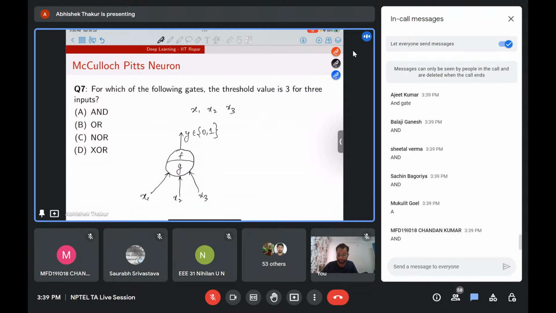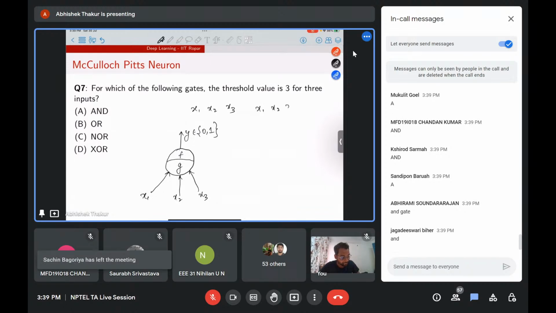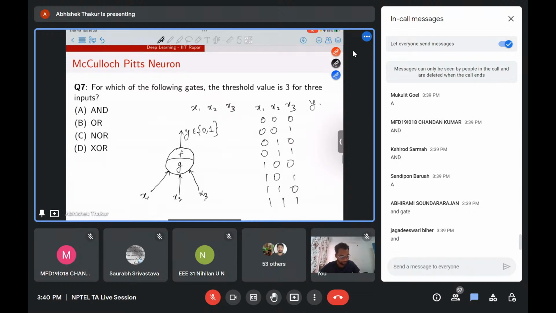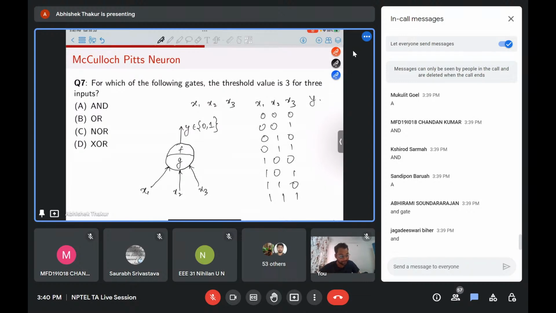This is our MP neuron. In this it is saying what will be the threshold value for 3, means the threshold value is 3 for 3 inputs. Now which logic gate does it represent? As we know, from x1, x2, x3 there can be 8 inputs. And here it is saying that the threshold value is 3 for the 3 inputs.